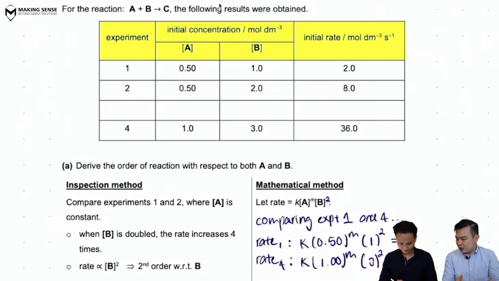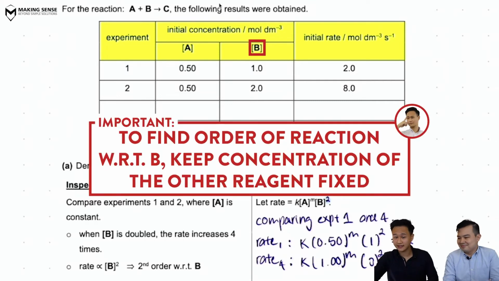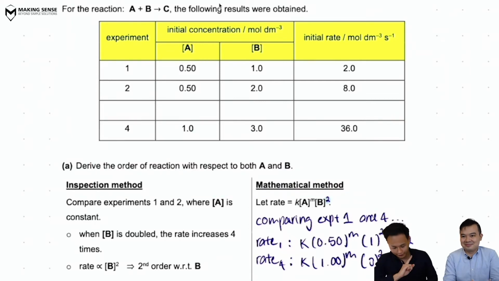The first of which is going to be the inspection method. Mr. Tim, can you run us through this? Yeah, sure. So first things first, guys. Look at these three experiments here. If you want to find the order of reaction with respect to B, then you need to make sure that the concentration of A is kept fixed. Now, Mr. Long, can you tell me which two experiments do that? For A to be the same, it will be experiments 1 and 2.